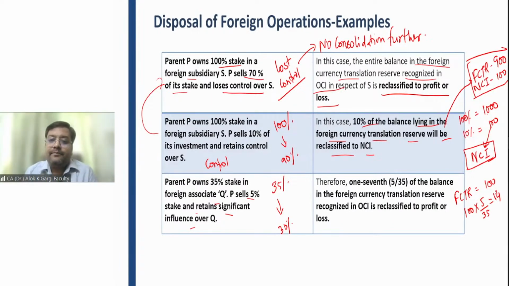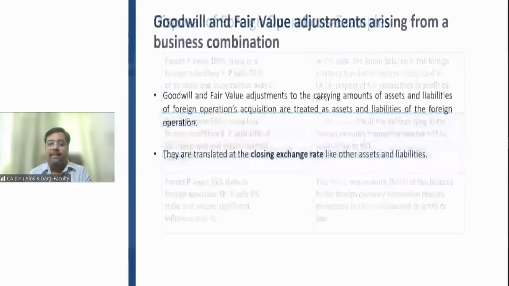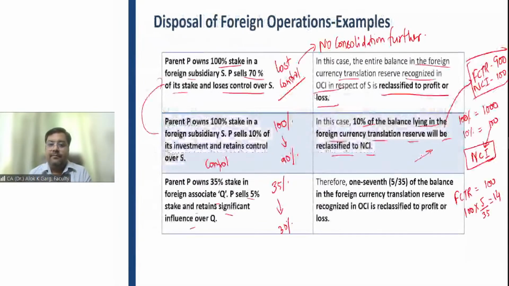Sir, in the second case, you have directly done 10%, but here you are doing 5 by 35. I'm just applying the unitary method. If the FCTR of 100% is 1000 rupees, what will it be for 10%? If the FCTR of 35% is 100 rupees, what will it be for 5%? So whatever stake you have transferred, I'm just reclassifying that FCTR to P&L. That's all I'm doing. Is that clear? Is that clear or is it not clear?